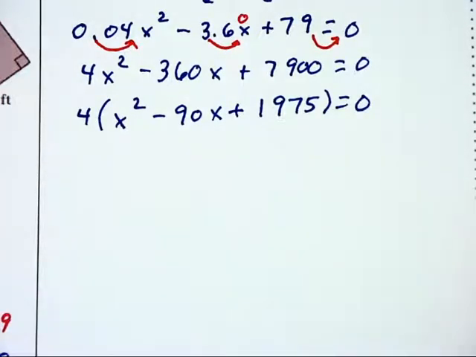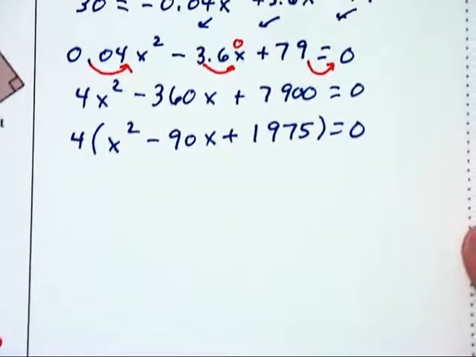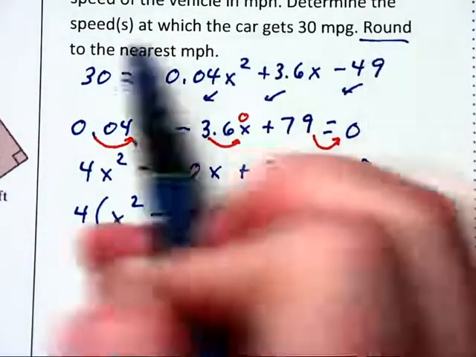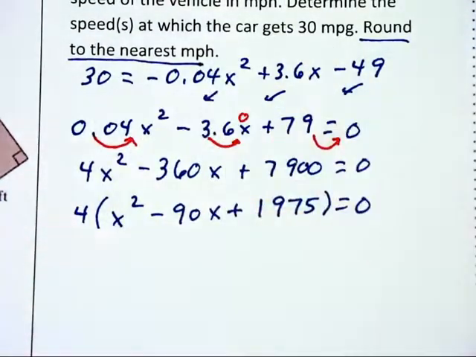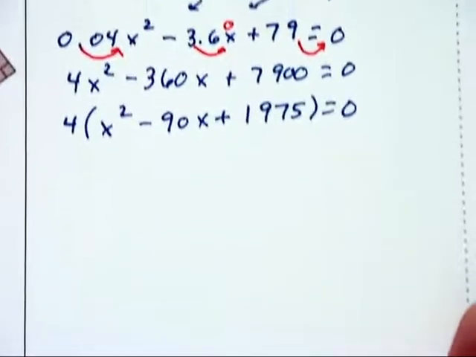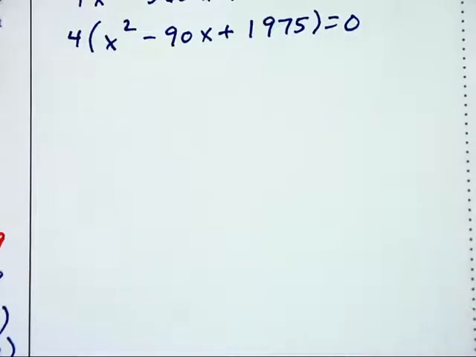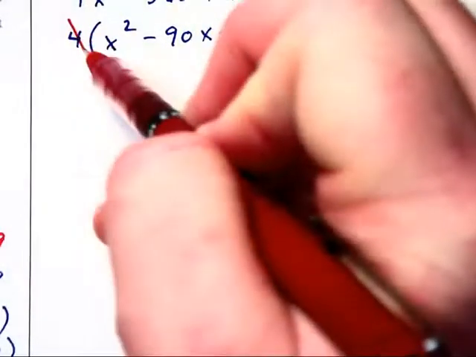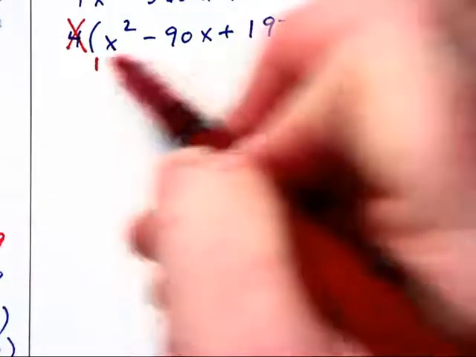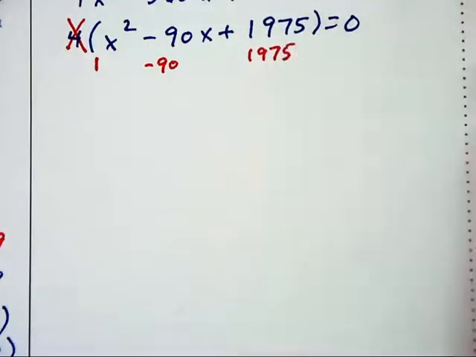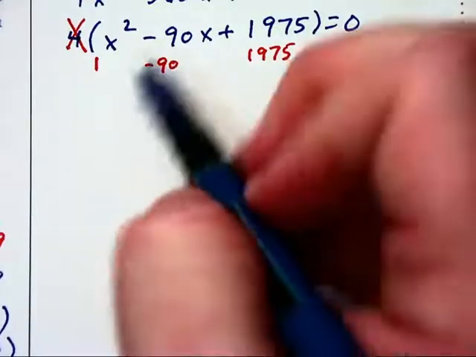Now, that is not a problem I'd like to factor, and when I go back to the problem I see that they're asking me to round to the nearest mile per hour, that tells me it's probably not going to be a clean answer, and that I'm going to want to use the quadratic formula. Now, I'm going to ignore the 4 out front and use 1, negative 90, and 1975 as my values of a, b, and c for the purposes of the quadratic formula.